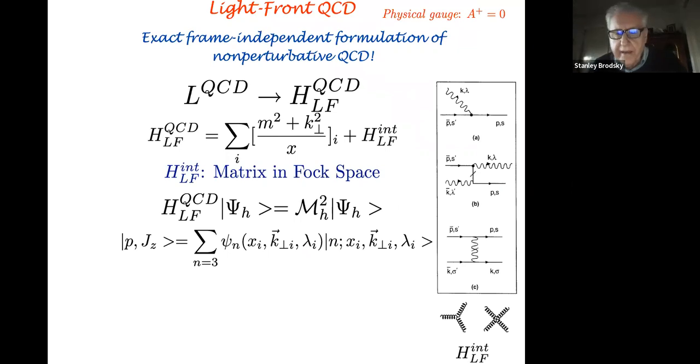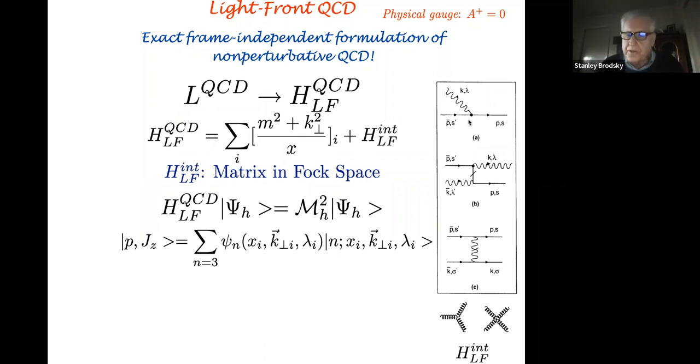Now let me go back to what Jennifer was asking about, which is how do you understand the light front wave functions, where they come from, and the spectroscopy of hadrons and so on. So if you start with the Lagrangian of QCD, then there's a well-known way to get the light front Hamiltonian. And the light front Hamiltonian has a kinetic energy piece, sort of p squared over 2m. It's m squared plus k perp squared over x. And then all the interaction terms.